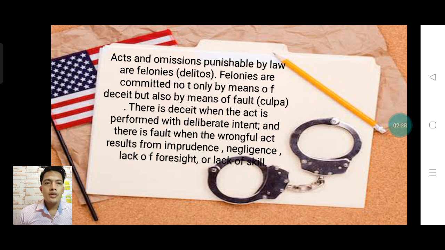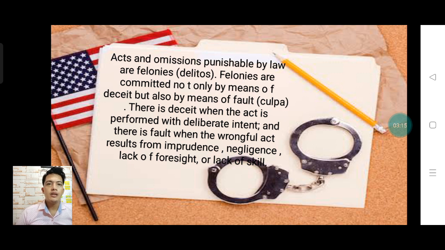Commonly, the acts mentioned in that definition are those acts defined in the Revised Penal Code and in the special penal laws, constituting a felony or an offense, and are considered acts punishable by law. In fact, there are two kinds of acts: the internal acts and the external acts. An internal act is not punishable by law. Why? Because it is beyond the sphere of the law.